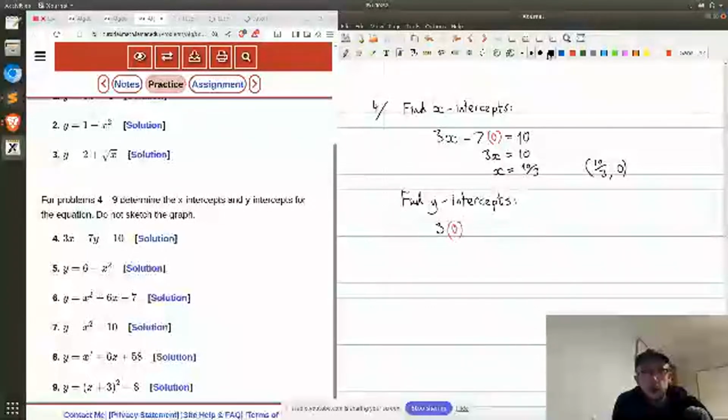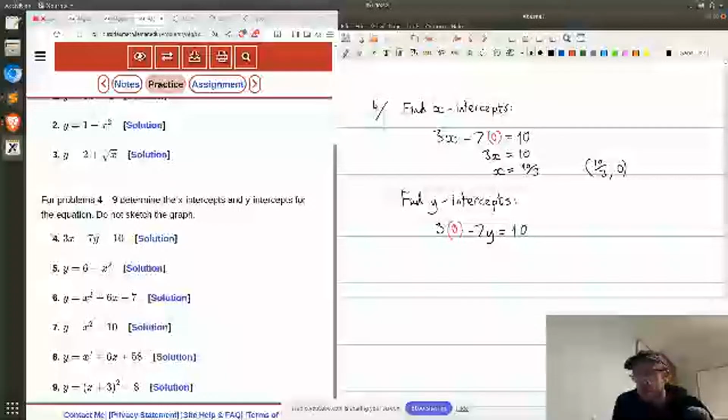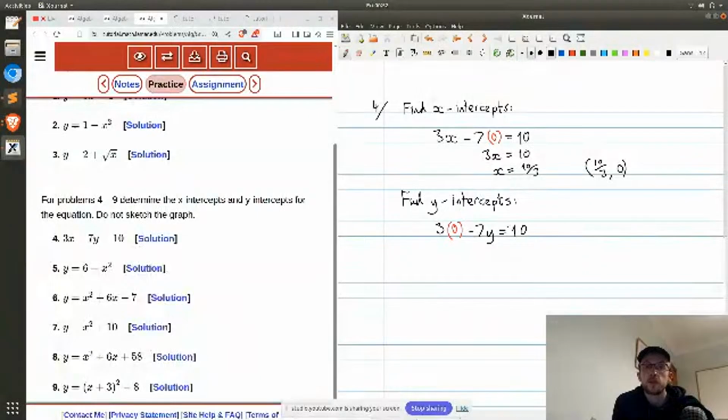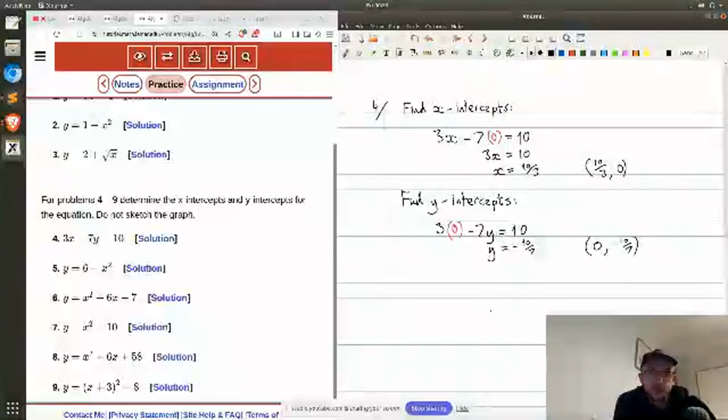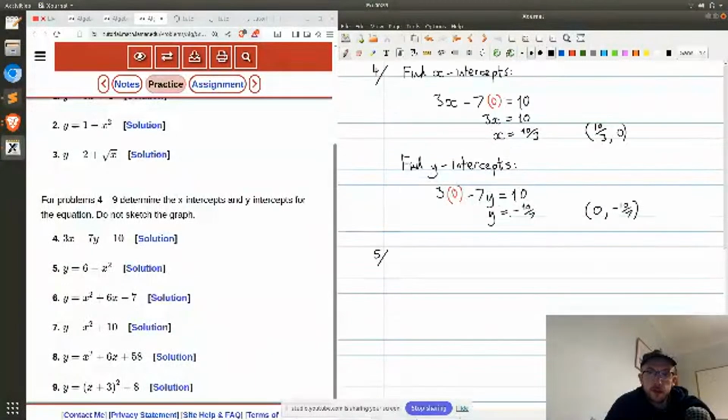So there we go. Putting in 0 where x is, minus 7y is equal to 10. And then this is saying 0 minus 7y equals 10, or minus 7y equals 10. And then solving for y, y is equal to minus 10 over 7. So to be crystal clear, the y-intercept is 0, comma, minus 10 over 7, just like that. Okay, that's problem 4.